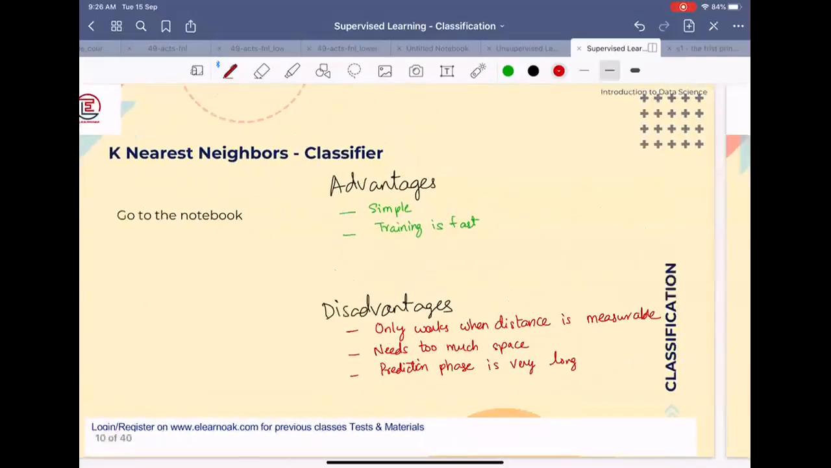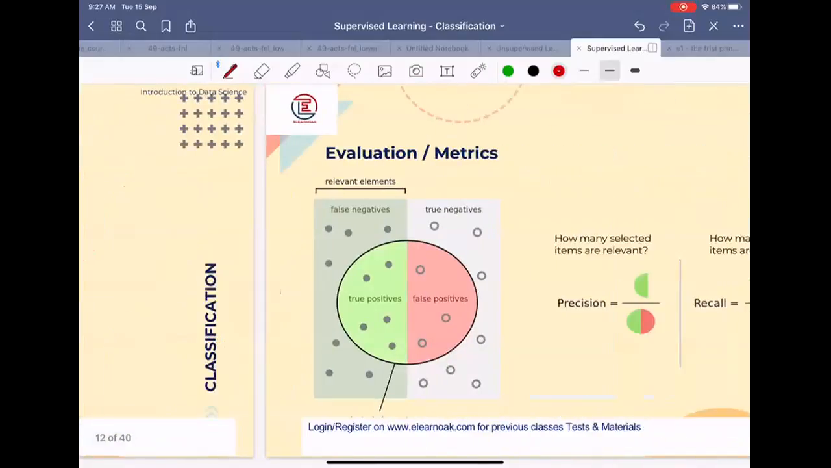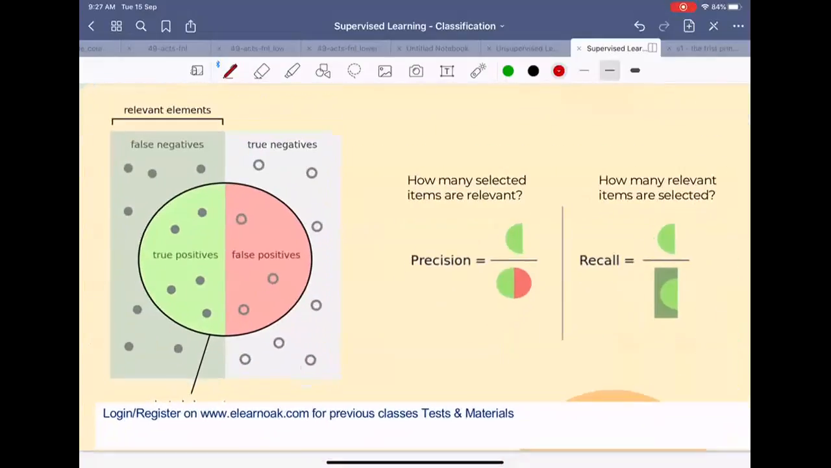Let us see a few evaluation metrics that can help us find out how good or bad we are doing. These are commonly used metrics. We call them accuracy, precision, and there is one more term, recall. In fact, let me go to the next slide here and then explain these concepts.